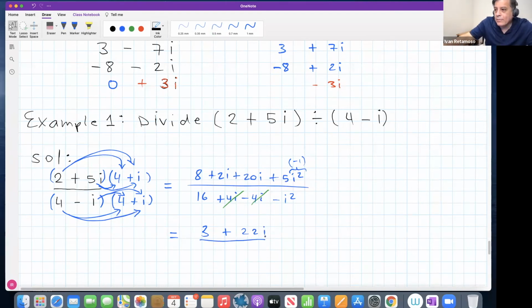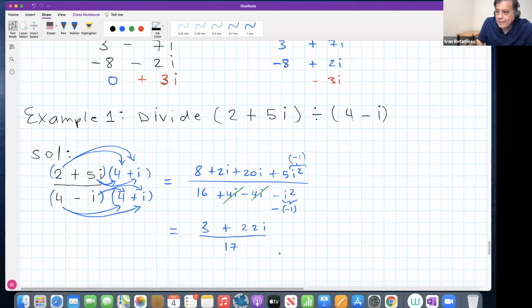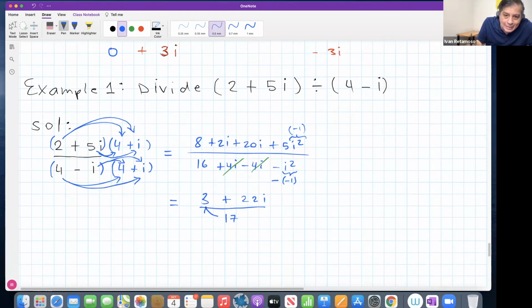Right, that goes on the numerator. On the denominator, notice this is minus 1, but minus 1 multiplied by minus 1 is plus 1, added to this 16, 17, right? This is it. Now, mathematicians like to see clearly what is the real part and what is the imaginary part. For that purpose, whatever you get on the denominator must be divided into the two parts of the numerator. So 3 over 17 plus 22 over 17i, right? And this is how you should present your answer, showing clearly what's the real part and what's the imaginary part.